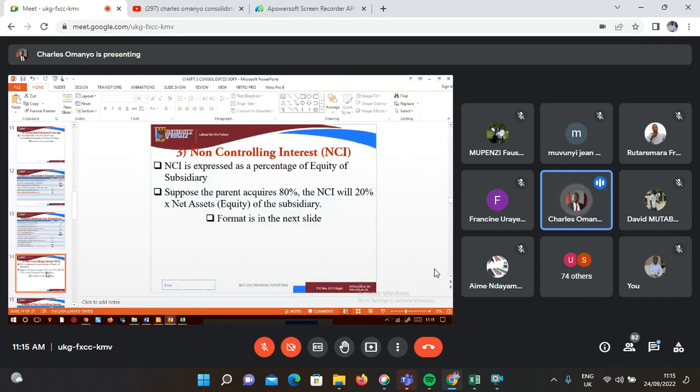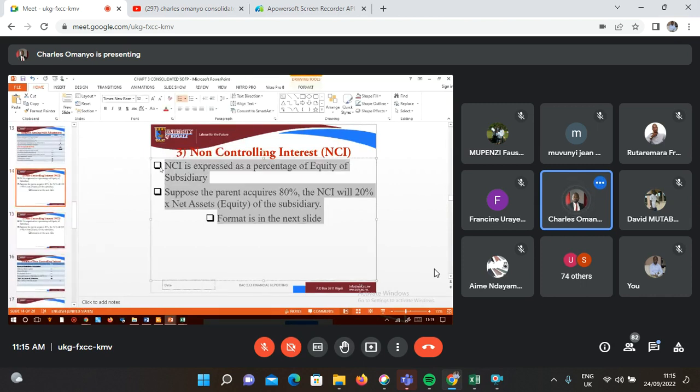So non-controlling interest is working 3. Now, in working 3 again, non-controlling interest, there are 2 methods of calculating it. So let me read what is here so that I correct it. NCI is expressed as a percentage of equity of the subsidiary. There is something not right there, duplicate. Okay, it's right, but let me put a new slide first.